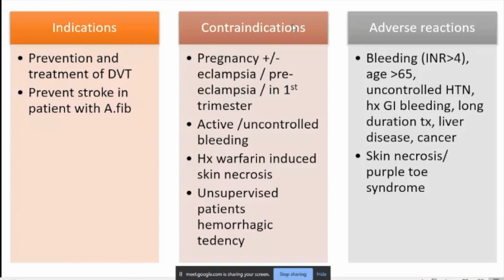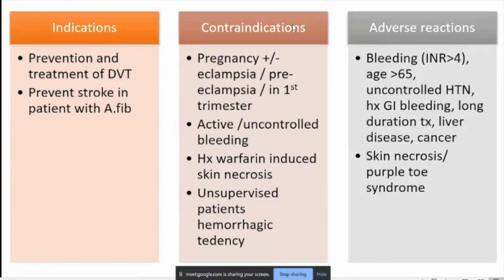And skin necrosis, like I mentioned earlier, purple toe syndrome. Usually the skin necrosis is due to mobilization of the plaque emboli. So for example, it appears as purple toe syndrome. It is reversible, and usually appears 3 to 10 weeks after initiating the treatment.